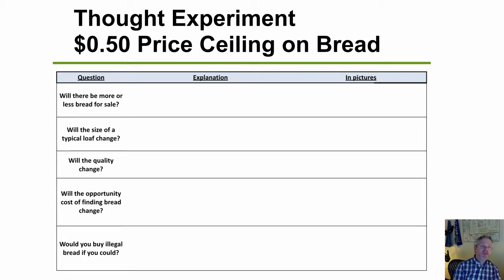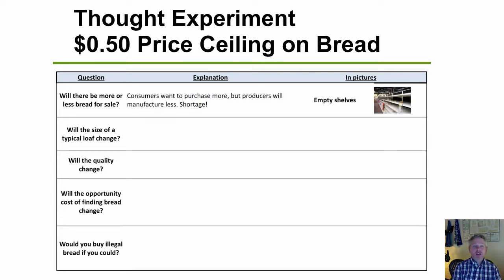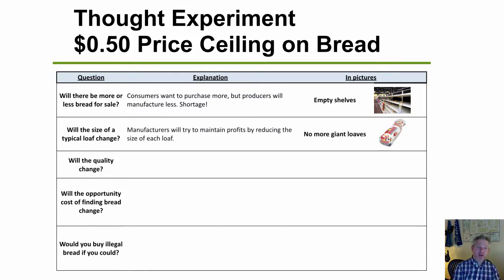So first of all, would there be more or less bread for sale? All right. Well, consumers want to purchase more. So, you know, we've halved the price, so quantity demanded is going to shoot way, way up. All right. So consumers want to purchase more, but producers will manufacture less, right? Because they are less willing to sell the bread at that price. So what's going to happen is there's going to be a shortage, and we might get empty shelves for bread.